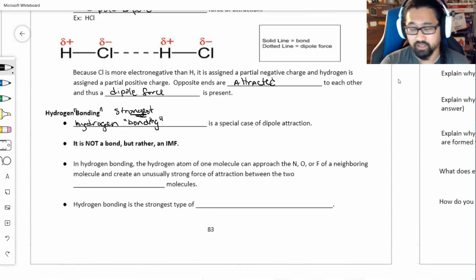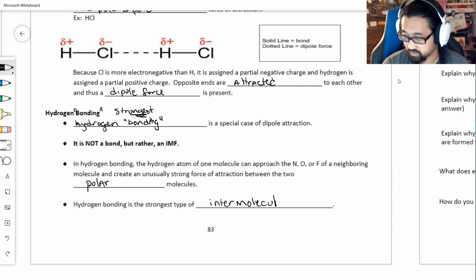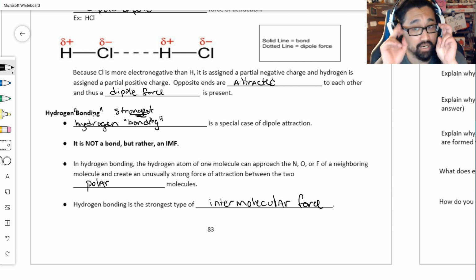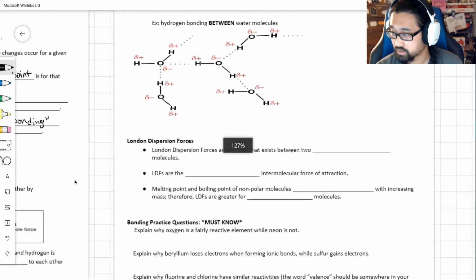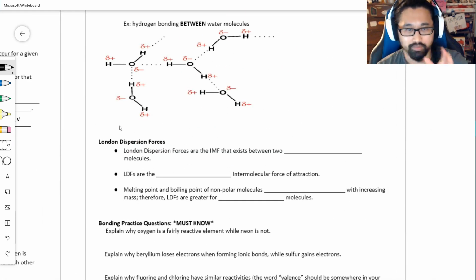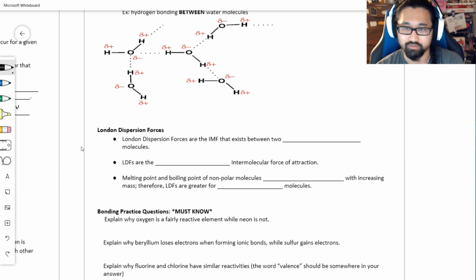In hydrogen bonding, the hydrogen of one molecule will come near a neighboring molecule, and it creates an unusually strong force of attraction between the two polar molecules. And this is the strongest intermolecular force that exists. So that's why I just want you to remember, hydrogen bonding is the strongest. So dipole forces are strong, hydrogen bonding is strongest. Don't worry about the pictures, they're a little more confusing than they're worth, and we're always changing it. We've gotten rid of a lot of pictures. We'll probably get rid of these ones.